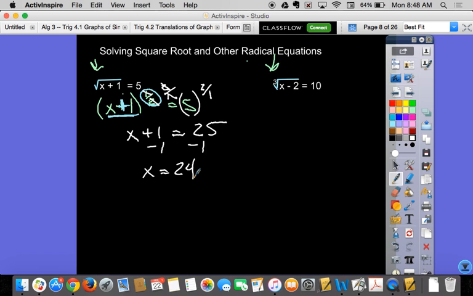Now, it is wise with radical equations to go back and check your answer every time. So you could just take 24. 24 plus 1 is 25. The square root of 25 is 5. It does check. This is a legitimate answer.